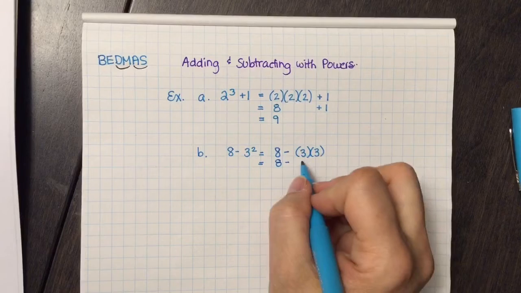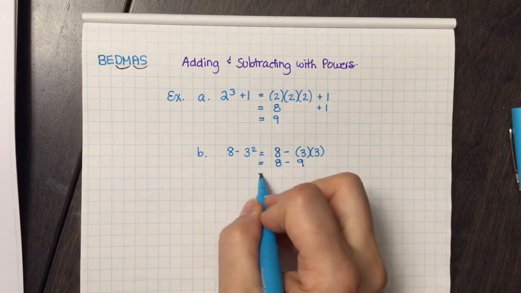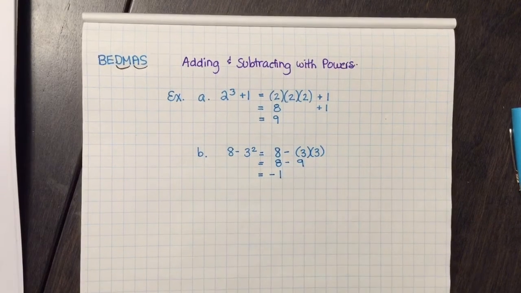8 minus 3 times 3 is 9. And now I can do my subtraction. 8 minus 9, negative 1. Okay?